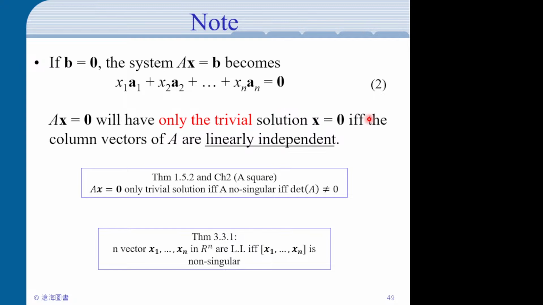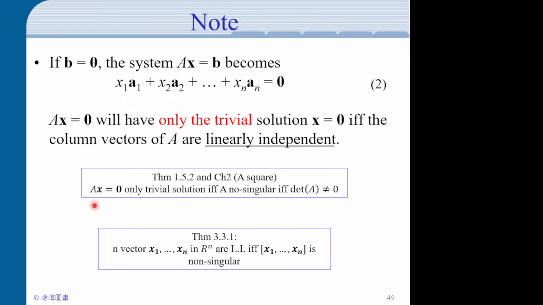If it only has one solution, that means that the columns of A are linearly independent. That's just from writing this as a linear combination of columns, and you see that this is exactly the definition of linear independence. So it's linearly independent if and only if this equation only has the trivial solution. So we have another characterization: AX equal to 0 only has the trivial solution if and only if the columns of A are linearly independent.